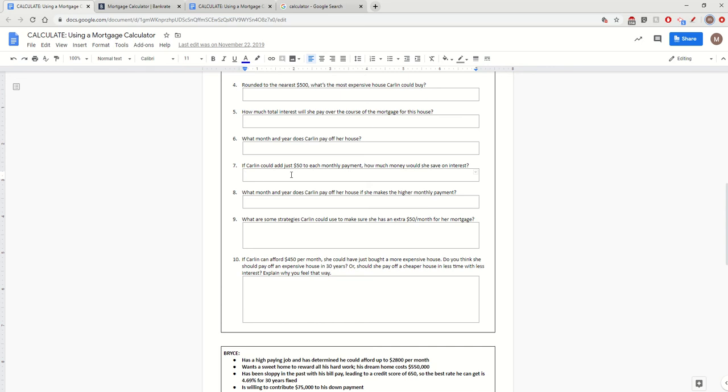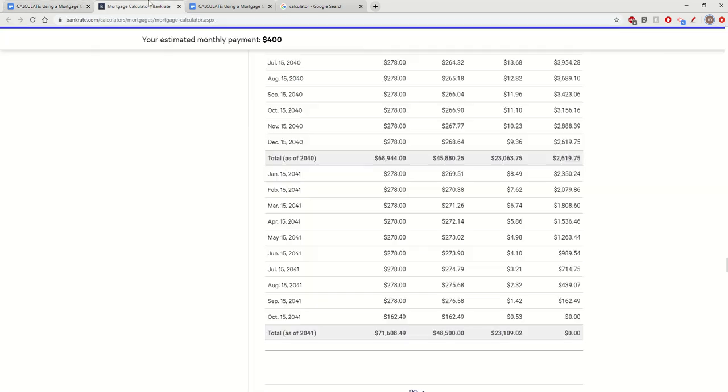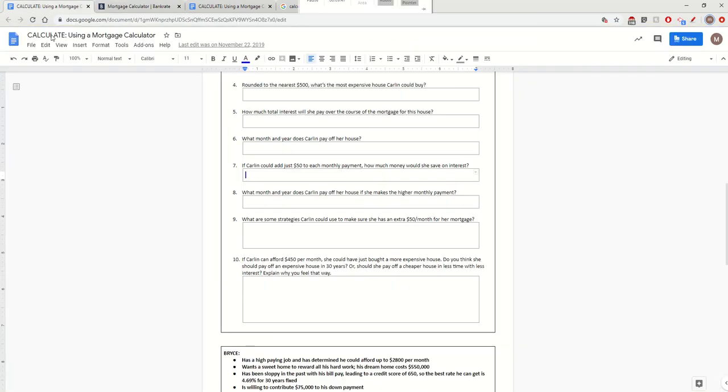Right, so there's 2 ways to really cut down on interest. You can put in a higher down payment, or you can add more to your monthly payment, both of which will help you save on interest over the long term. So what month and year does Carlin pay off her house if she adds in the $50 every month? Remember we said that it'd be October 2041. So she'd save about 9 years. So the answer to number 8 is October 2041.